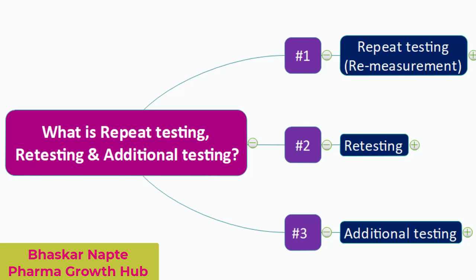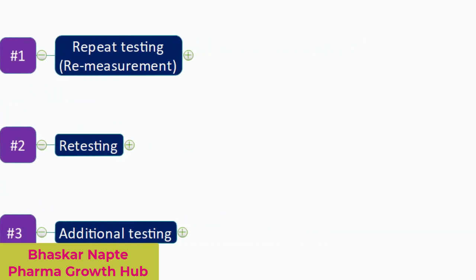So let us begin our discussion with the first term, that is the repeat testing. Now this repeat testing is also called as a remeasurement. So let me first explain to you when this testing is needed. For example, you encountered an out of specification result and you need to identify the root cause behind the OOS, whether it is a laboratory error. And for that, you are going to conduct the investigation. The investigation is for identifying the root cause.